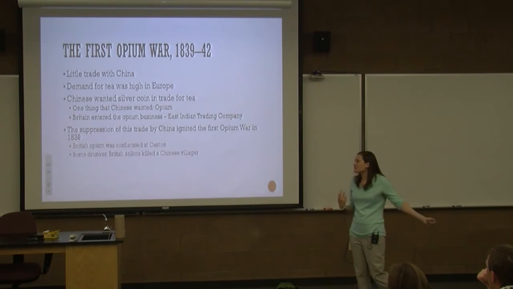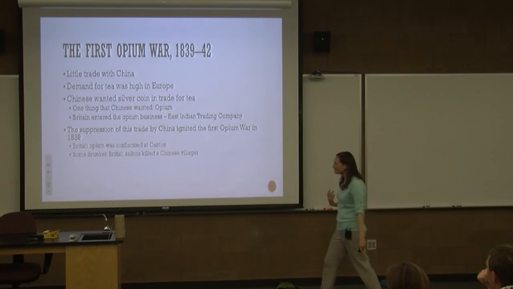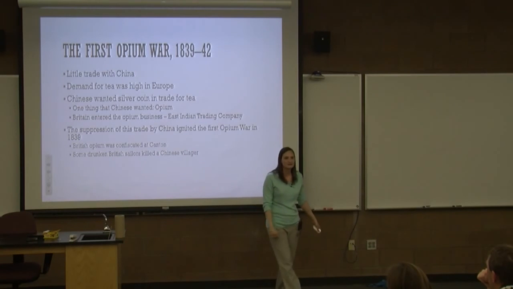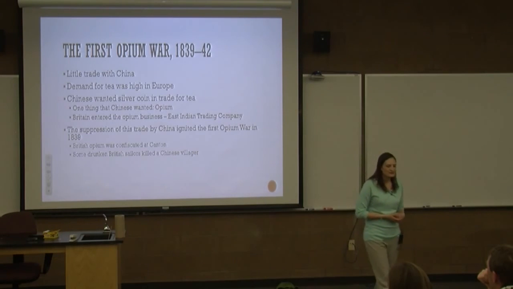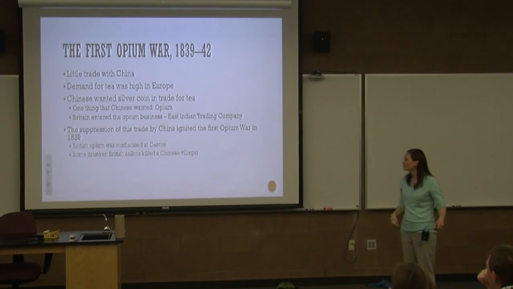So this didn't go over so well with the Chinese government. And so they confiscated a year's worth of opium in Canton. They burned it, actually. And then a couple days later, a British sailor was killed, and that's pretty much all it took to get this war ignited. And so Britain fought with China for 3 years, and they won. So they were paid back for the opium that was confiscated.